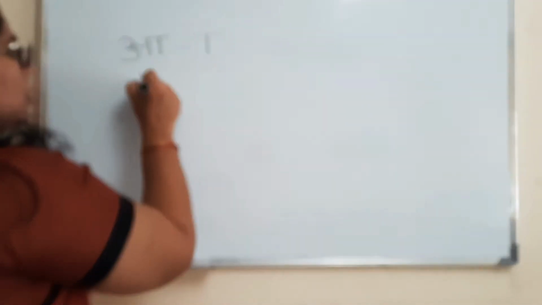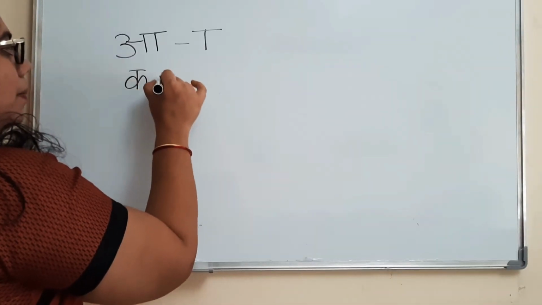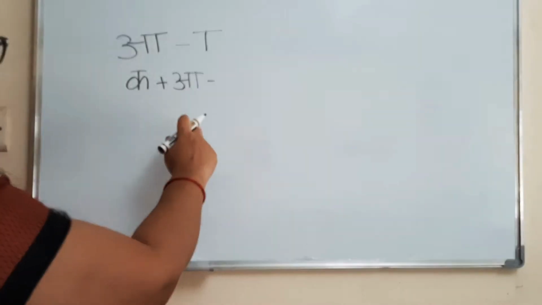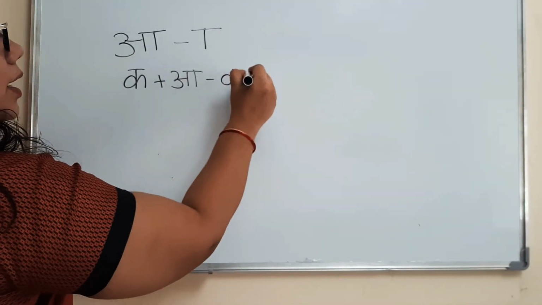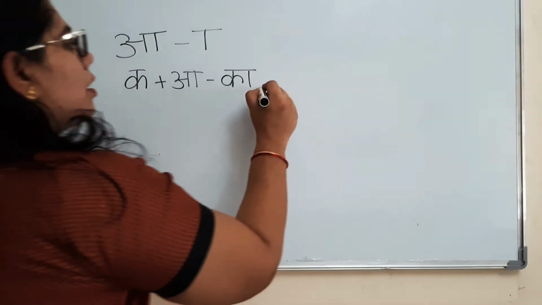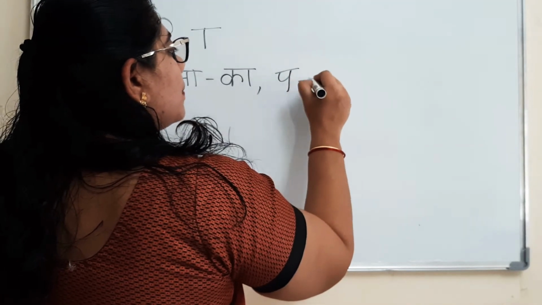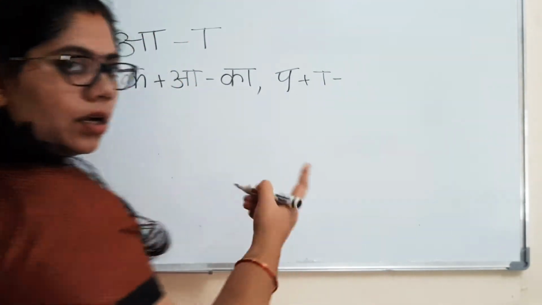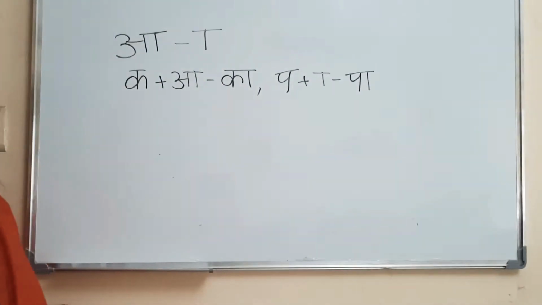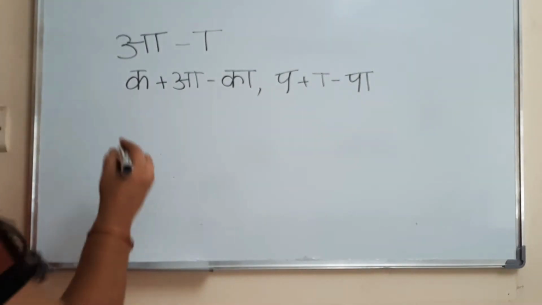Okay. So K plus A. You want to write it like ka. P plus a, pa. Okay, now see some examples for the same.